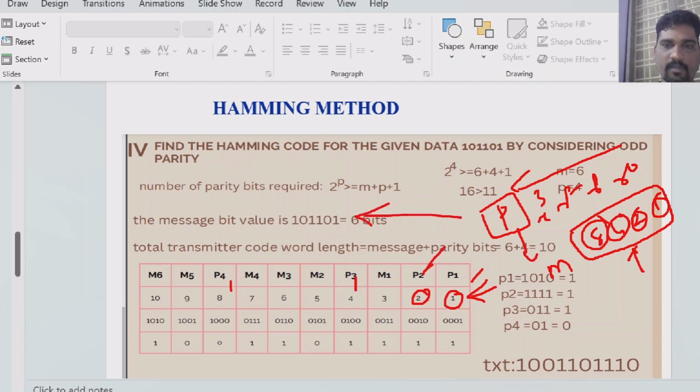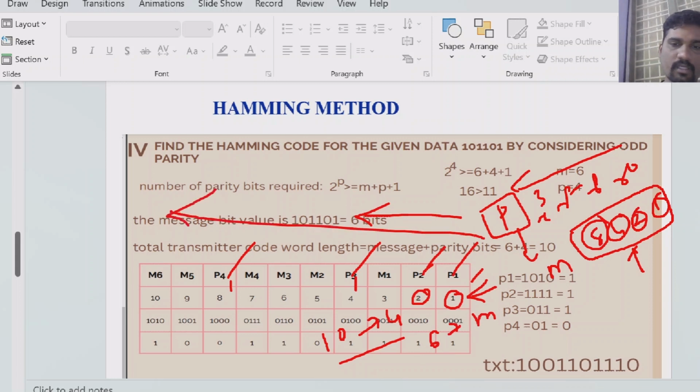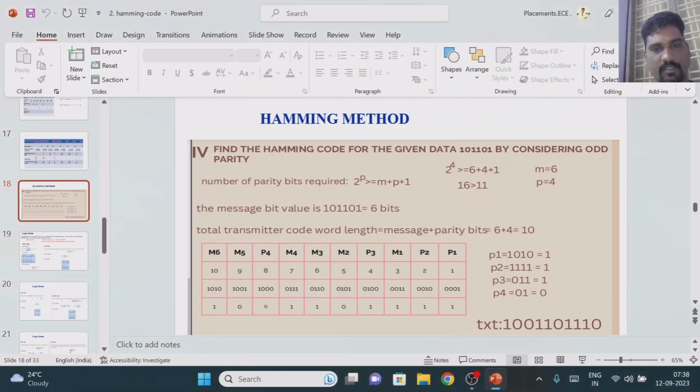So here we are placing them like this: this is a parity bit value, this is a parity bit value, this is a parity bit value, and this is a parity bit value. Out of 10 bits, we know that 4 locations are parity bits and the remaining 6 locations are the message bit values. So we write it like this. After P1 and P2 there is an empty place, so here we need to write M1. The empty locations get M2, M3, M4. After P4 we have M5, M6. So we have identified where we need to place the parity bits as well as the message bits.